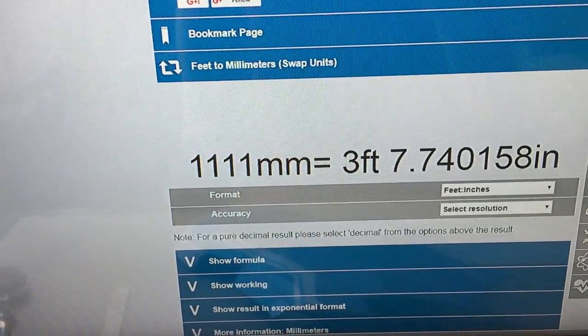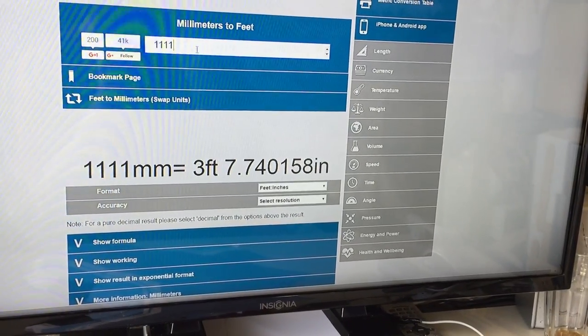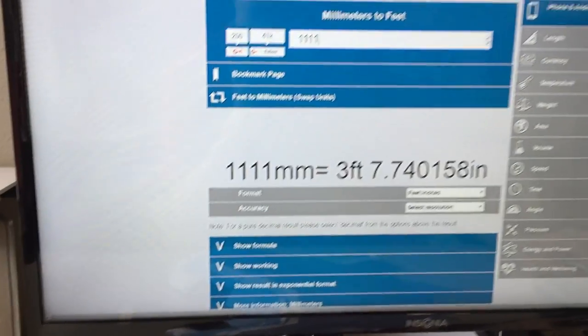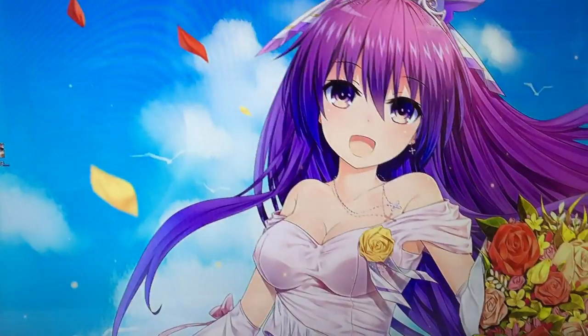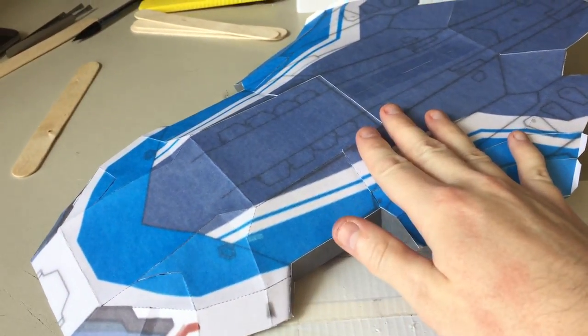Three feet seven. So that's about 4 feet of a wing area. Yeah, that would have been way too cumbersome to lug around at the anime convention. The thing would have been incredibly big. So I'm actually happy I decided to redo it this way now.